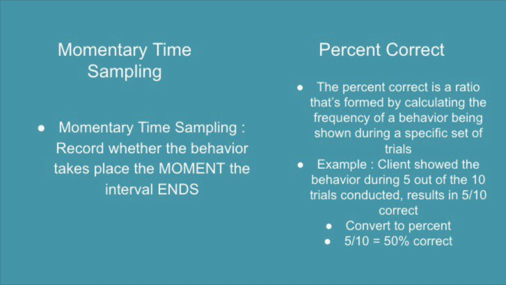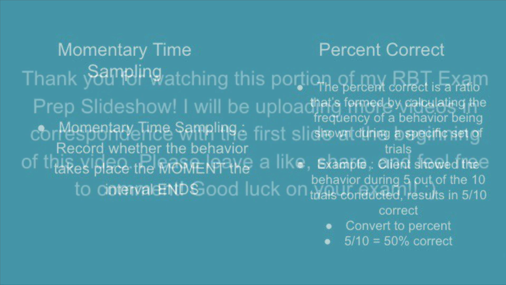So for example, if a client showed a specific behavior during 5 out of the 10 trials that were conducted by the RBT instructor, it would result in a ratio of 5 to 10. You would convert this ratio of 5 to 10 to a percentage by doing division, so you do 5 over 10, or 5 divided by 10, to get 50% correct.